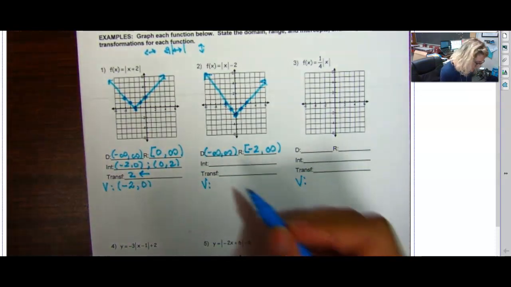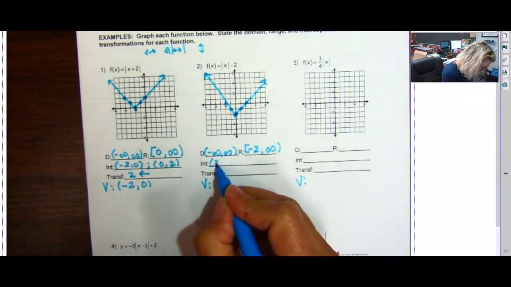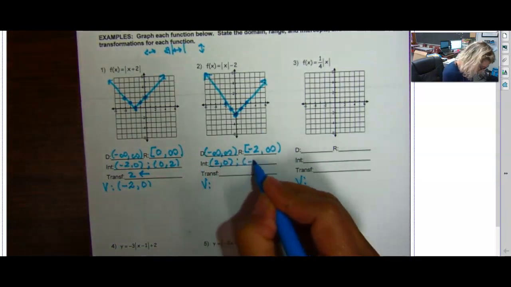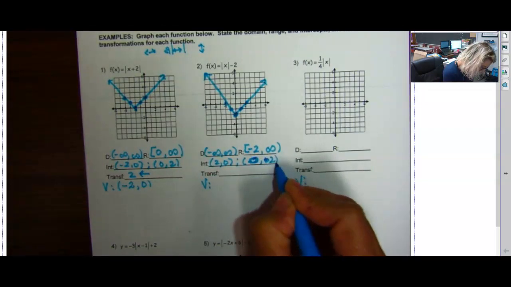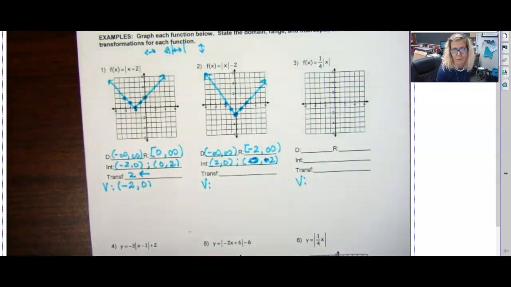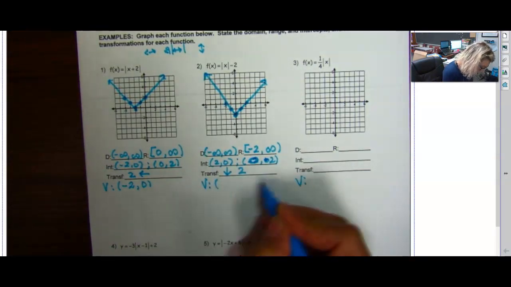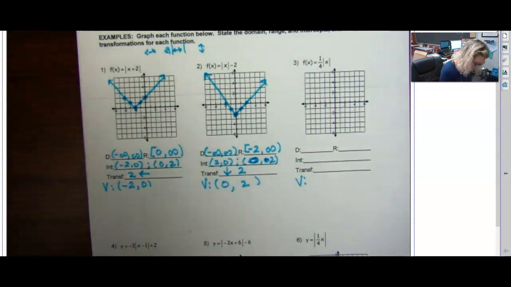And if you notice, you have your x-intercept at (2, 0), and your y-intercept is at (0, -2). Oh, that's a 0, and let's make that a -2. So what are the transformations, y'all? It's just 2 units down. And then your vertex is at (0, -2).